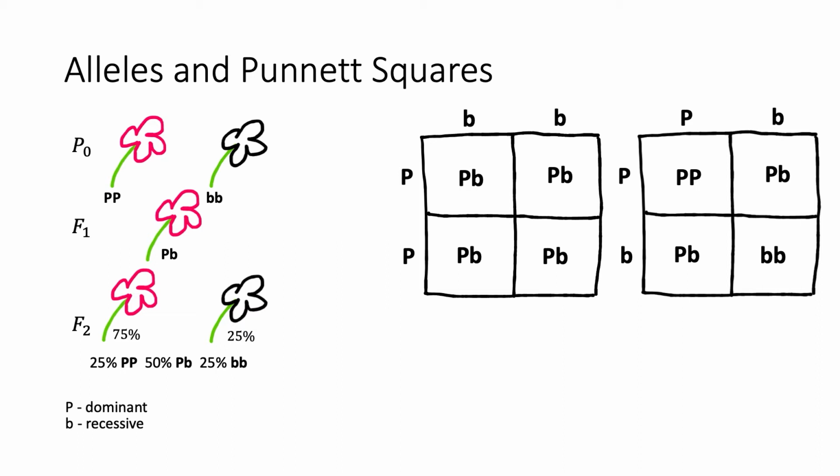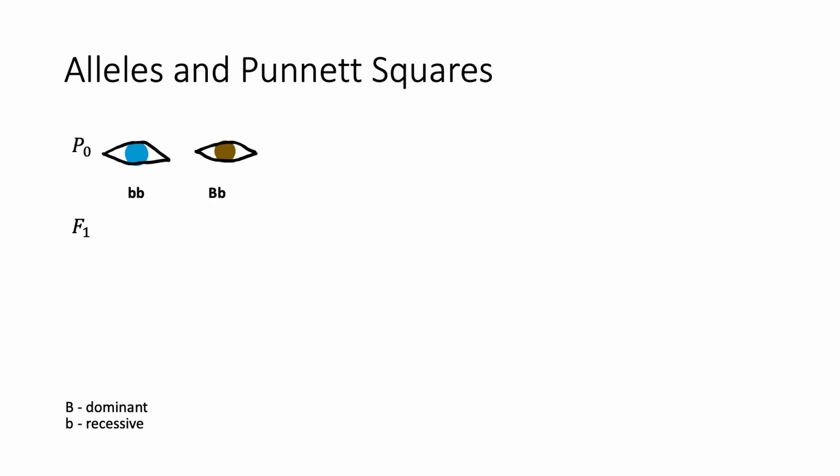For phenotype, remember that only homozygous black will be black, because if there's even one dominant allele, the organism will have the dominant phenotype. This means that out of the F2 generation, 75% of our plants will be pink and 25% will be black. As with all subjects, the best way to study biology is to do a ton of practice problems. So we're going to move on to yet another one.